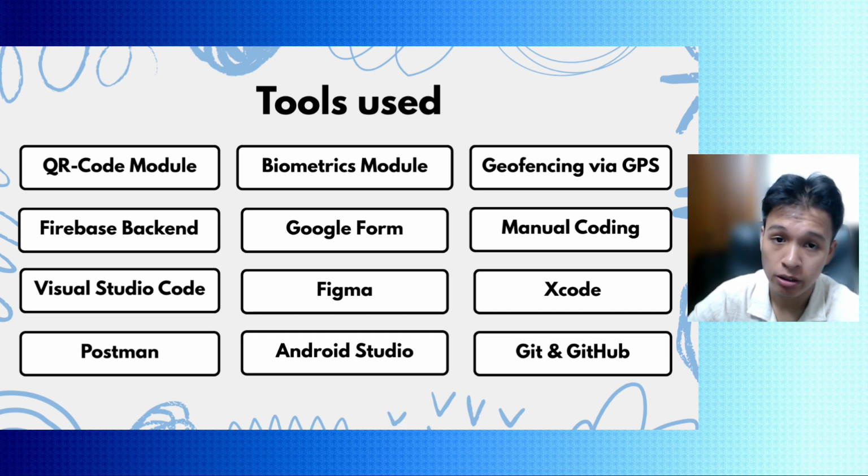Next is the biometric recognition module. It uses Haar Cascade and CNN based classifiers for highly accurate verification with minimal user burden. And next is geofencing via GPS, which defines virtual boundaries to verify location and block proxy attendance.